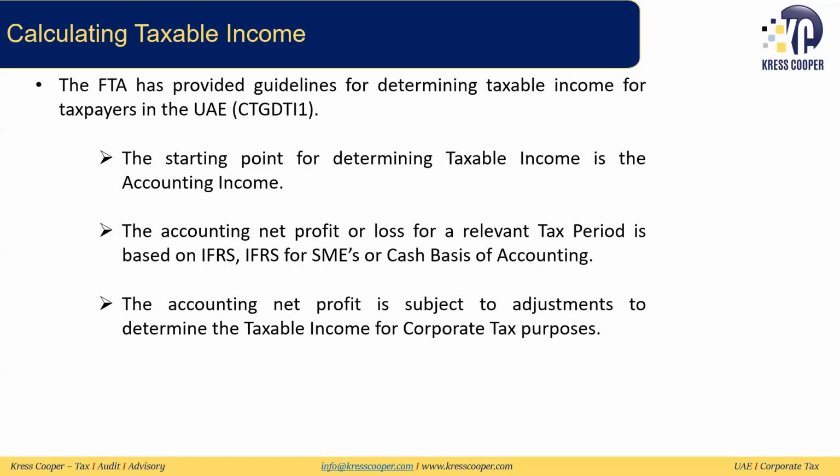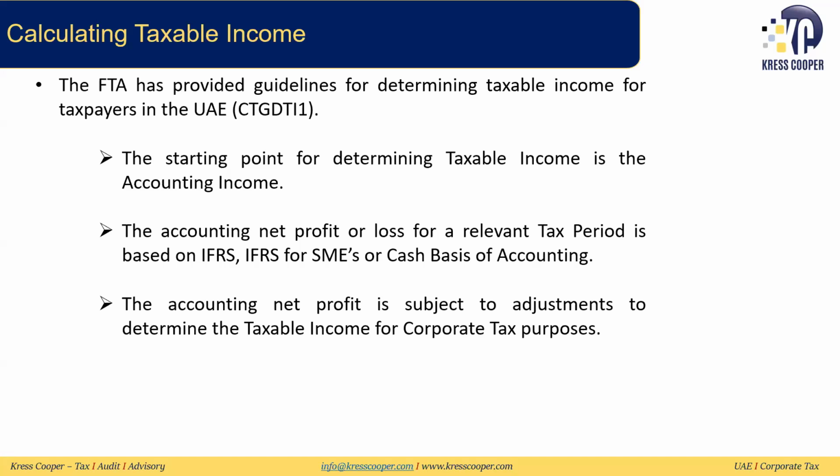Now the starting point for determining any taxable income is accounting income. The accounting income is what is there in your financial statements. So the accounting net profit or loss is the starting point. This is also called the indirect method of calculating taxable income, where we take the accounting net profit or loss as the starting point. Then we do adjustments according to the UAE corporate tax law, and after those adjustments, we arrive at the taxable income on which the tax rate is to be applied.